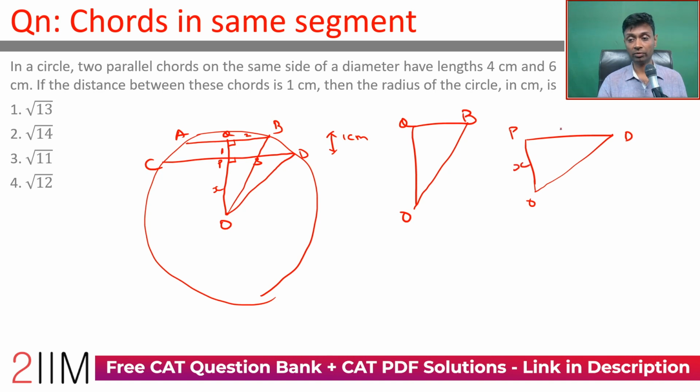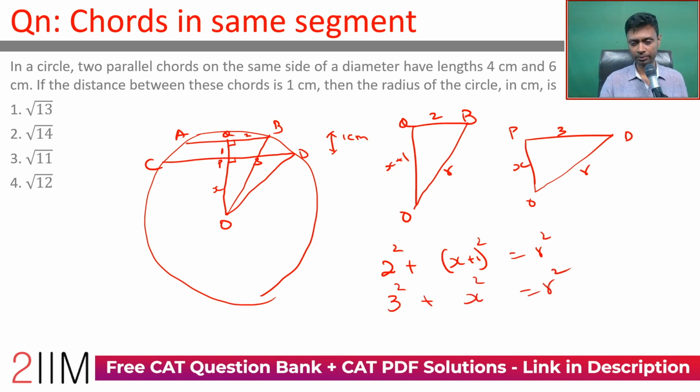If this is X, this is 3, and this is R. This is the radius, this is 2, this is X plus 1. 2 square plus (X plus 1) the whole square is R square. 3 square plus X square equals R square. This increases by 1, this decreases by 1, and one offsets the other, or this should be 3 square, it should be 2 square, done.